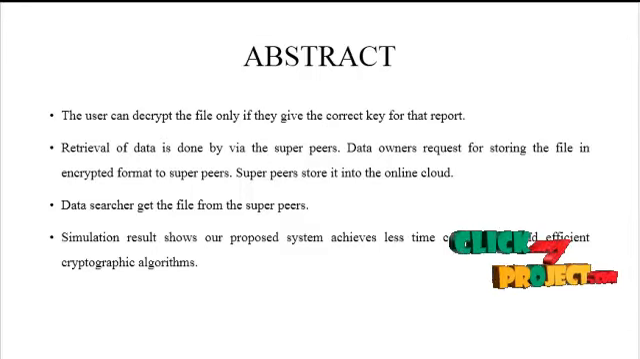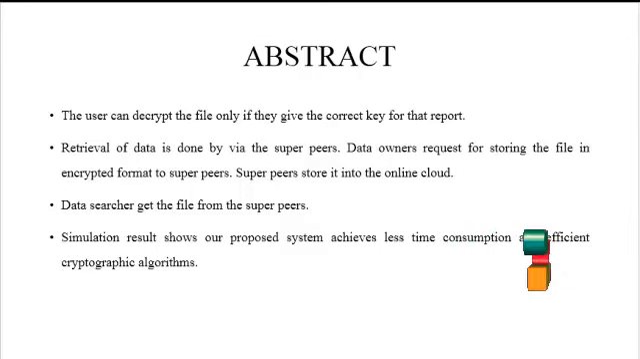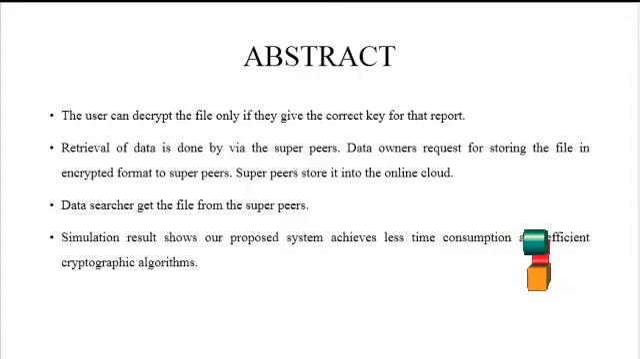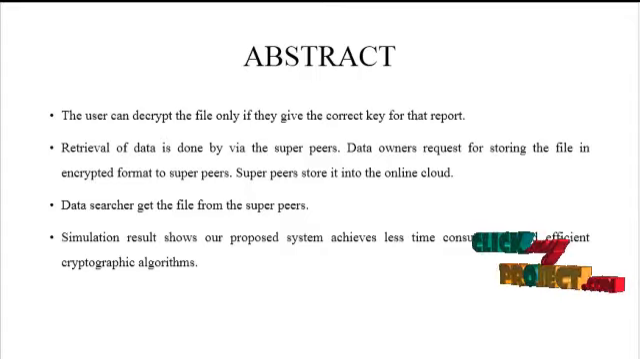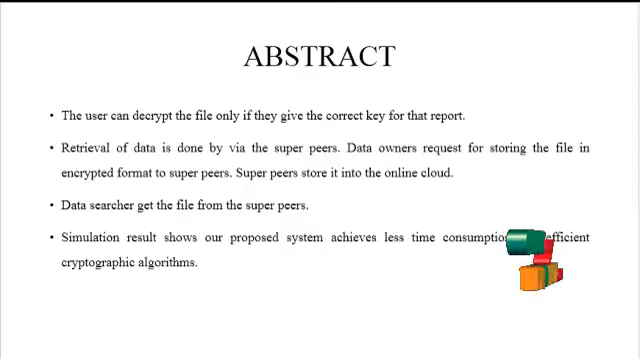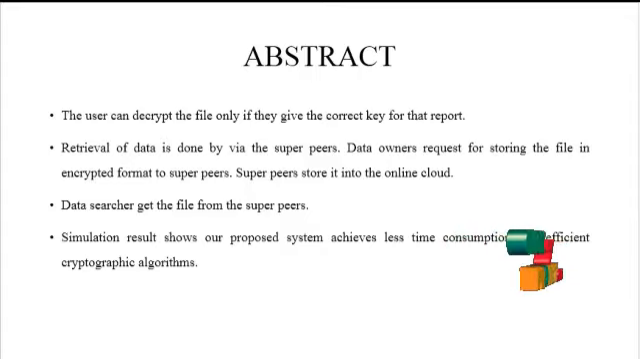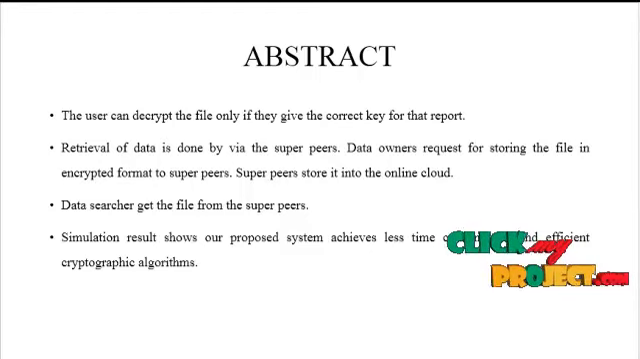Retrieval of data is done via the super peers. Data owners request to store the file in the encrypted format to super peers. Super peers store it in the online cloud. Data searchers get the file from the super peers. Simulation results show our proposed system achieves less consumption time and more efficient cryptographic algorithms than the existing systems.